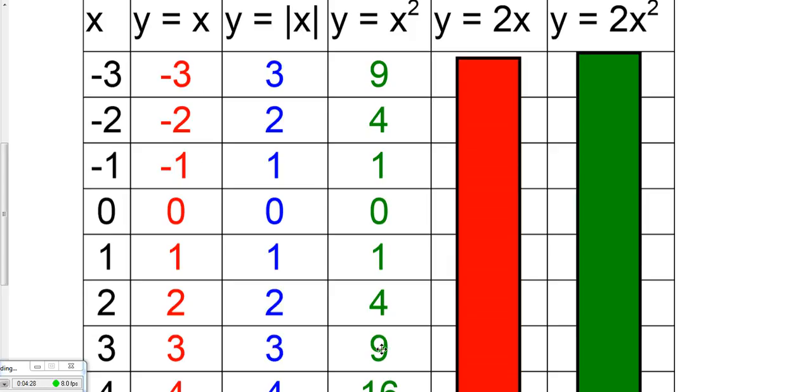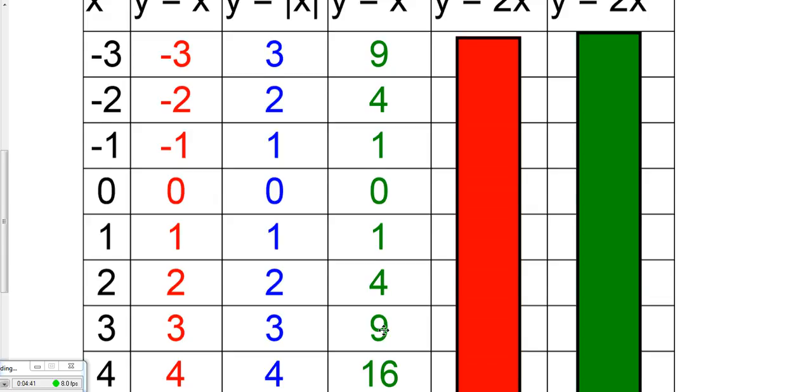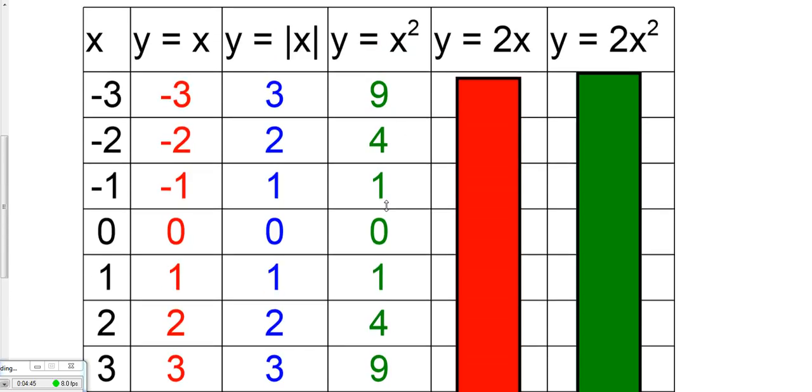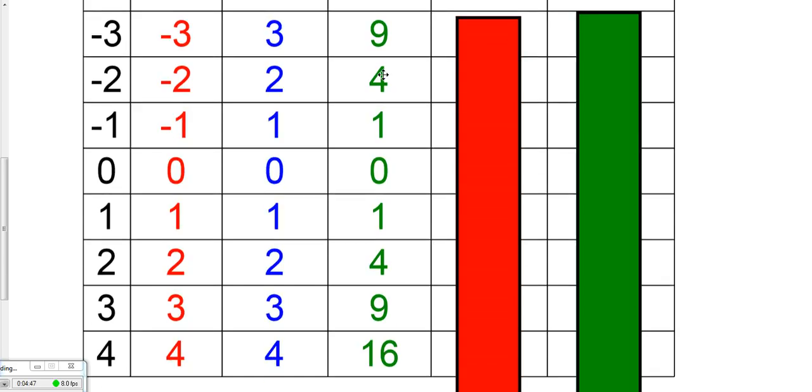These ones are not always changing by 1. From 9 to 4, we're going down 5, then down 3, then down 1, then up 1, then up 3, then up 5, then up 7. So you'll notice that changing amount, or the amount that we are differing by each time, changes.